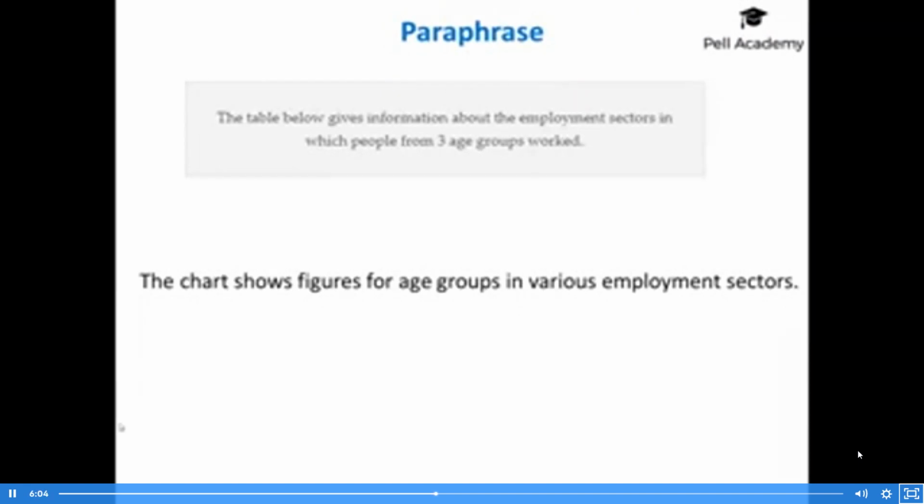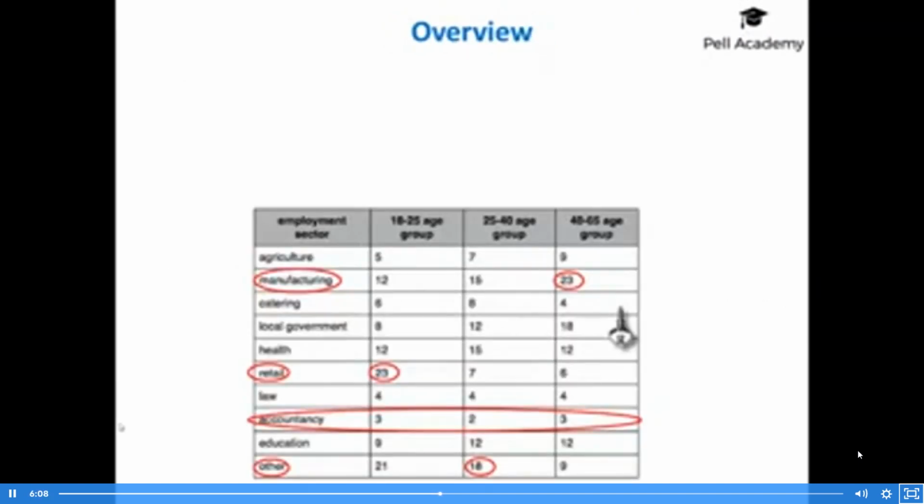Again, these are the markings that we left on the table from when we were analysing it, and what I would like you to do is write your overview. So pause the video, write the overview based on these key features, and then continue when you're ready.